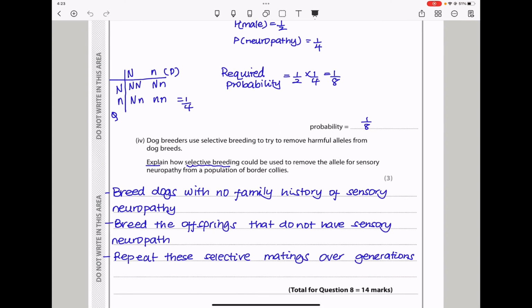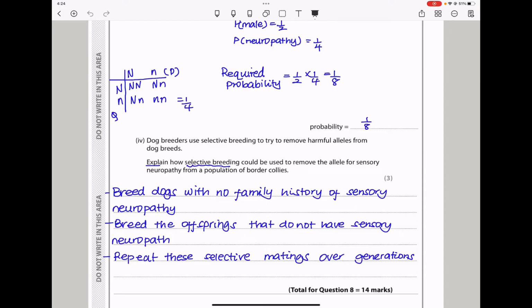Then down here they say, dog breeders use selective breeding to try to remove harmful alleles from dog breeds. Explain how selective breeding could be used to remove the allele for sensory neuropathy from a population of border collies. So here we could breed dogs with no family history of sensory neuropathy, and then we breed the offspring of those dogs that do not have sensory neuropathy, and then repeat these selective matings over generations. Or you could determine the genotype and then breed only those without the genetic condition.